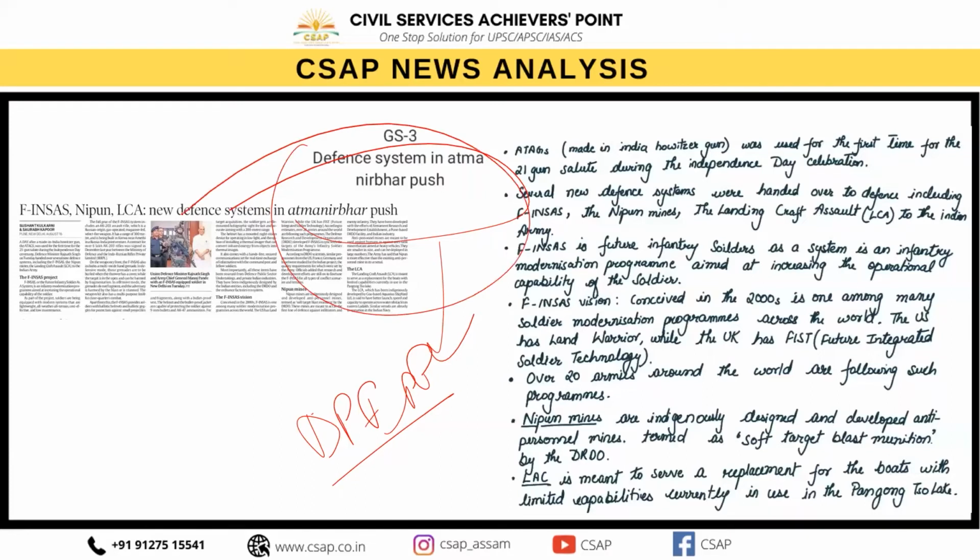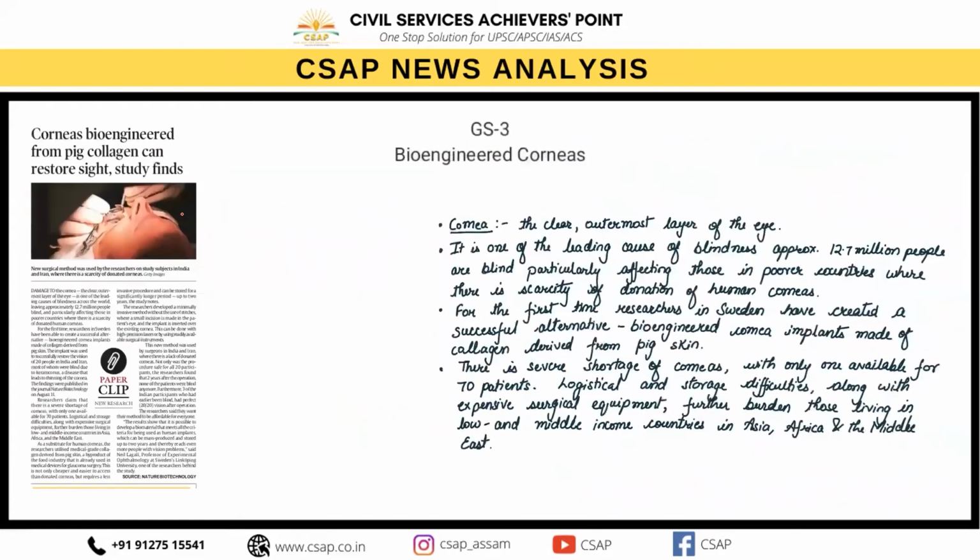तो ये directly क्या होता है? It's a push directly to the Atmanirbhar Bharat. Okay, that is the concept of Make in India. Okay, coming to the next one. Bioengineered corneas. Okay, so when I say about bioengineered corneas, or when I say about the term that is known as cornea, so cornea means what?